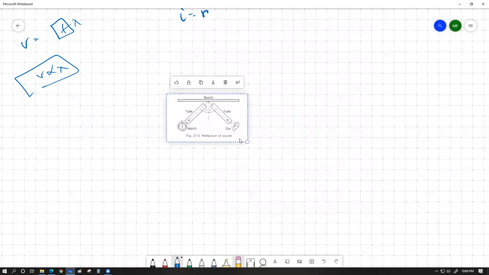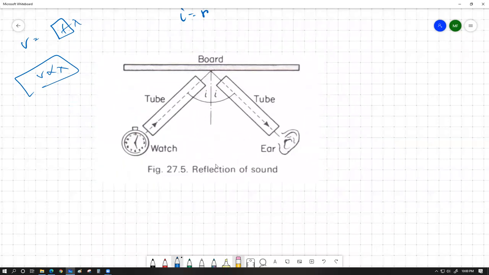So what is happening? We're going to place the stopwatch over here. This is actually a mechanical stopwatch, not the digital one. Digital watches don't make any sound. Or you can use an alarm clock, but the alarm clock would be audible on the other side. So if you use a mechanical stopwatch or just a regular clock that makes that click, click, click sound for every second mark, we're going to place one of these watches over here, and we're going to try to hear that sound through the tube on the other end.